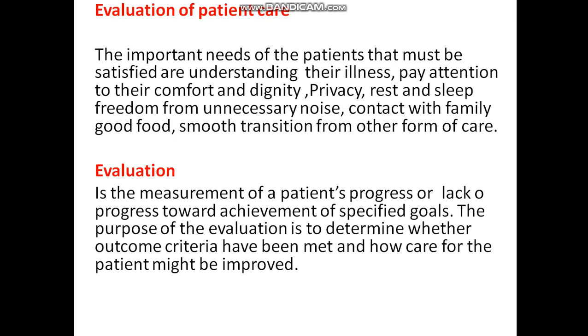Evaluation is the measurement of patient progress or lack of progress toward achievement of specified goals. What is patient progress? Whether the patient has improved or not, or lack of progress toward achievement of specified goals. Either the progress is achieved or the goal is not achieved.